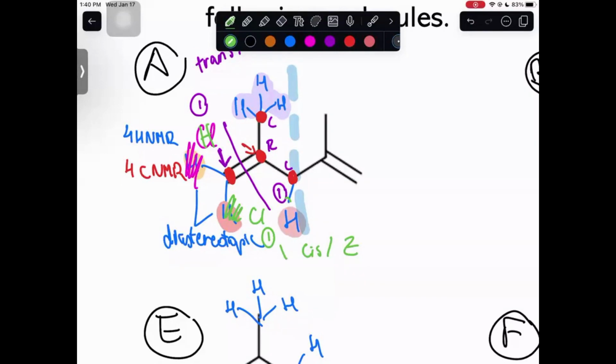Because you have to see if you're creating both isomers. If you're only creating one of those isomers, then that's not going to be diastereotopic. They're not going to be different signals for that reason. We're going to see more examples of that later on, so hold on to that question for now.